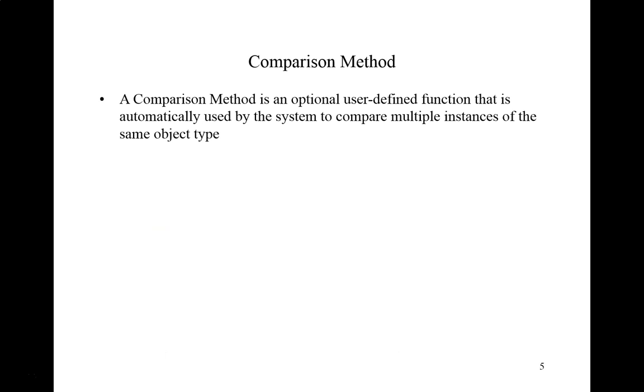A comparison method is an optional user-defined function that is automatically used by the system to compare instances of the same object type. Note that it is optional. You do not have to have a comparison method, but by not having one, you limit the capabilities of the system with respect to doing comparisons. A comparison method can be explicitly invoked. It is a method, it's assigned a name, but its intention is really to be invoked automatically by the system when there's a need to perform a comparison.